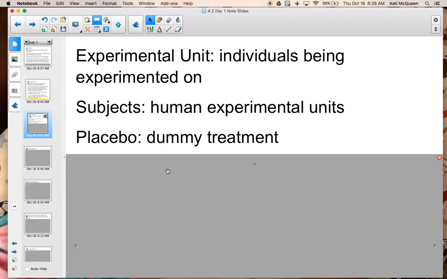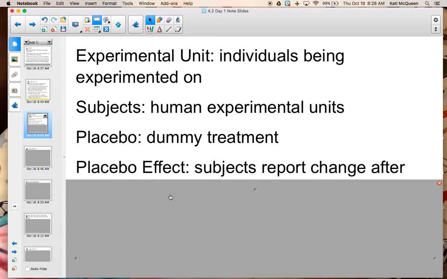Placebo, then, I bet a lot of you have heard of the word placebo. Placebo is just a dummy treatment. So maybe you're running an experiment where you want to see if a certain type of medication works. So you give some people the actual medication and you give other people a pill, but a pill that doesn't contain any sort of active ingredients. It's not actually going to do anything to them, but they think they're taking medicine.